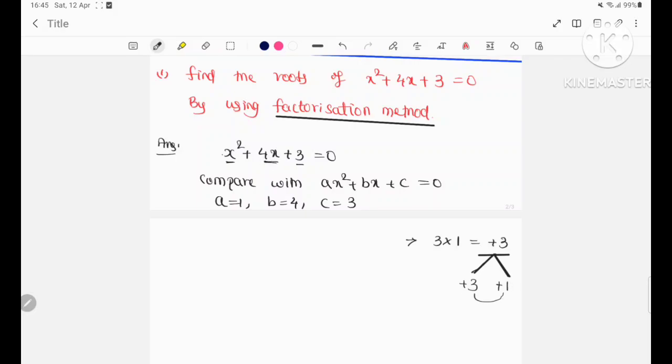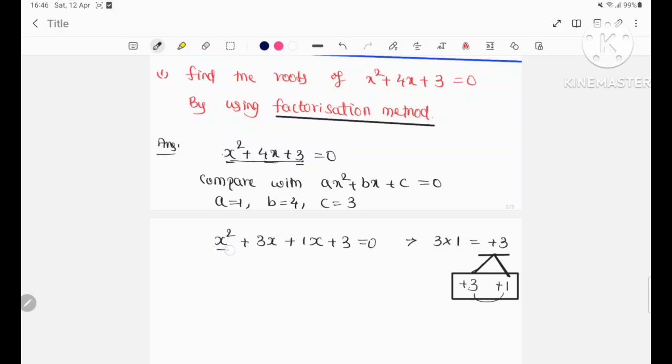That means 3 into 1 product is plus 3, and plus 3 plus 1 is plus 4. So these factors are suitable for the middle term. So we can write x square plus 3x plus 1x plus 3 equal to 0. The 3 terms we made into 4 terms.